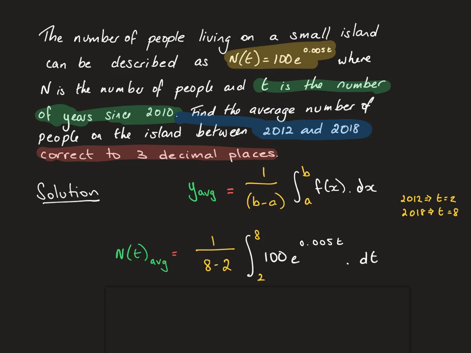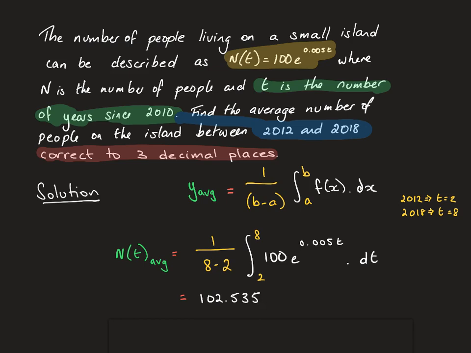And I've just used the subscript average down here, the same as I used the y average to give us our average value. So I'm not going to try and calculate that by hand, so here's one I prepared earlier. I've done it on my CAS calculator, and correct to 3 decimal places, the average number of people on the island is 102.535.